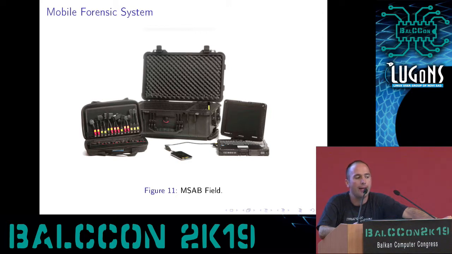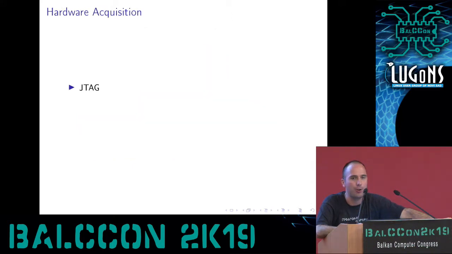So this is one example of a mobile forensic system. This is MSAB field, and it is basically a laptop computer with software, but it also has a set of cables so we can access all different types of mobile phones. It has SIM card readers and, for example, Faraday bags, which can be important because if we are investigating some phone that is turned on, we want to stop it from connecting to the mobile or Wi-Fi network.